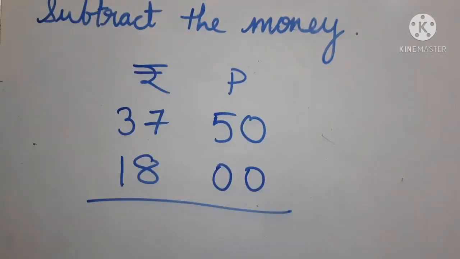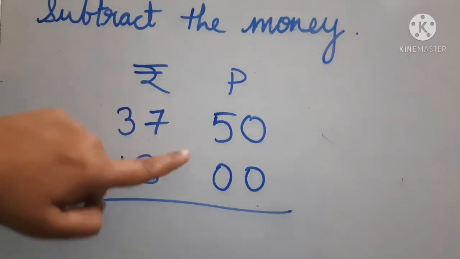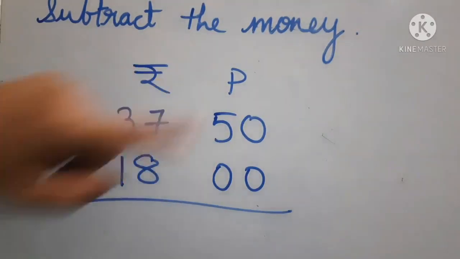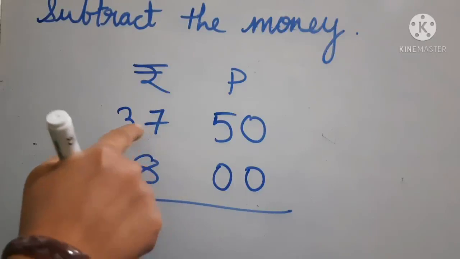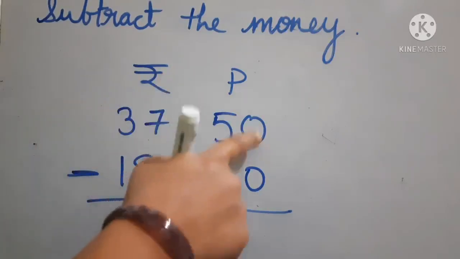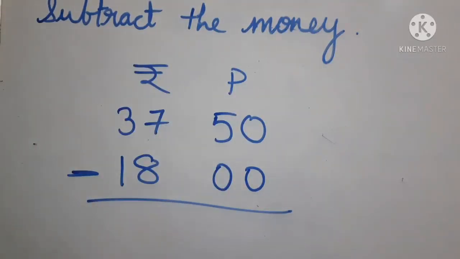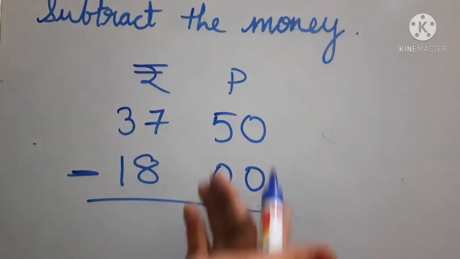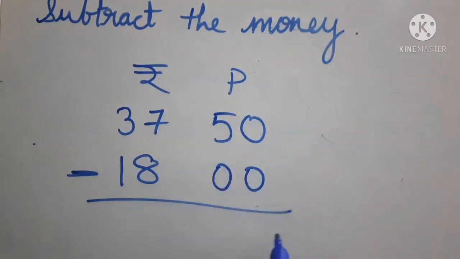Now children, we are going to subtract 18 rupees 0 paise from 37 rupees 50 paise. As you already know how to do subtractions, it is very easy. 0 minus 0 is 0.